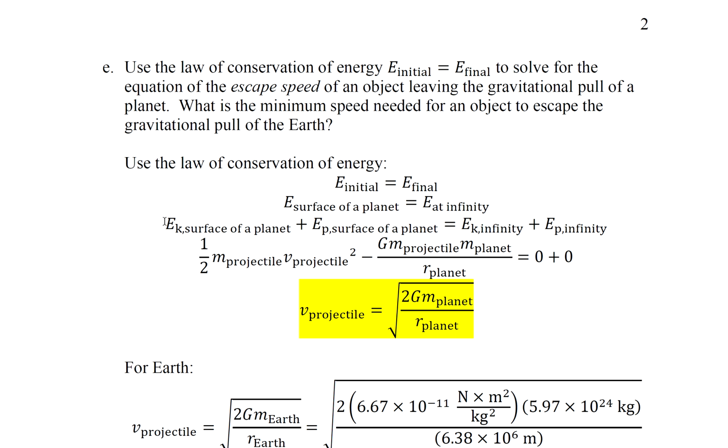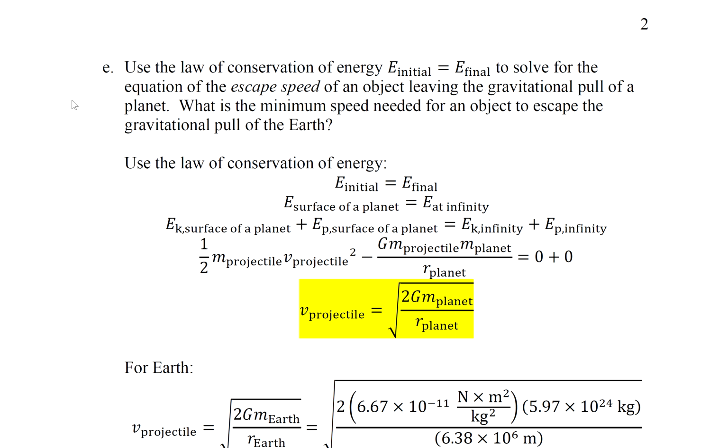So in the beginning, at the surface of a planet, we're going to have the kinetic energy of that object going straight up, plus the gravitational potential energy of that object at the surface of the planet. It's going to equal the kinetic energy at infinity plus the gravitational potential energy at infinity. Well, if we want to find the escape speed, we need the minimum speed possible to escape the gravitational pull of the surface of a planet.